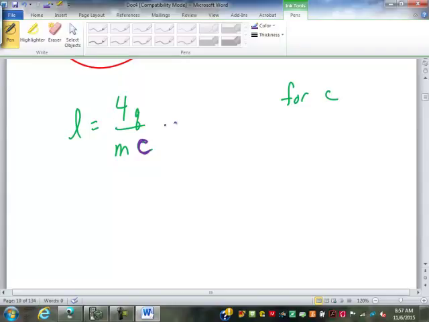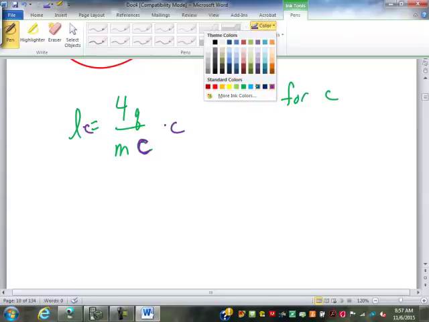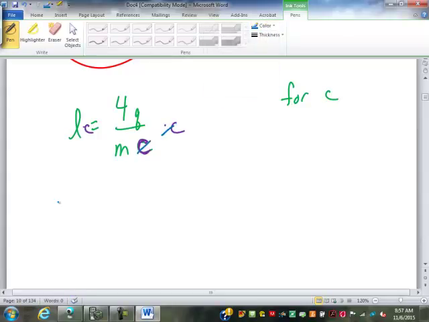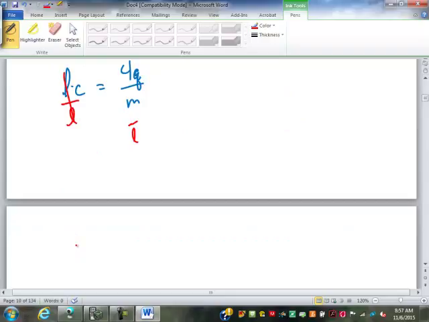If we multiply by C, that'll help, right? So now C is gone. It's gone here. Over here, this is now L times C, right? And now we've got to divide by L. Yep. So C equals 4Q over M, all divided by L.